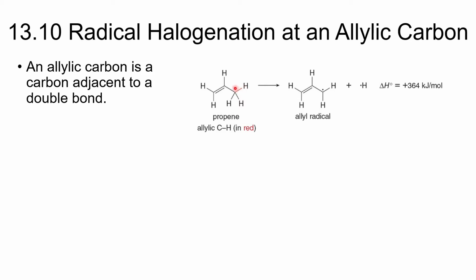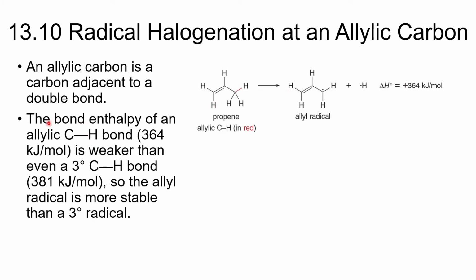Just for an example, a primary carbon-hydrogen bond we saw earlier was at about 410 kilojoules per mole. Well, this one is at about 364, so it's much, much weaker. This is even more stable than a tertiary radical. So that's a big deal.